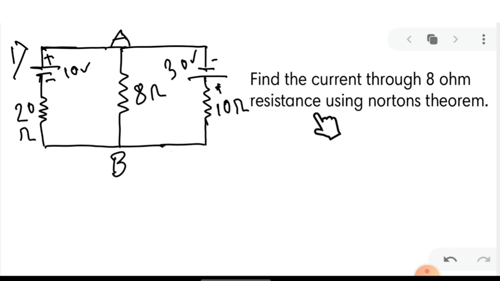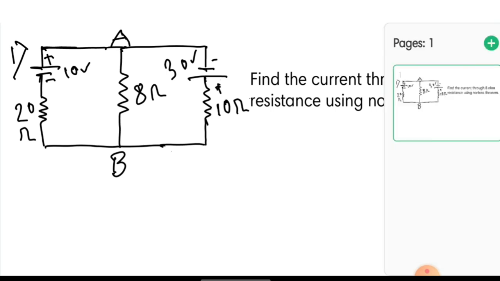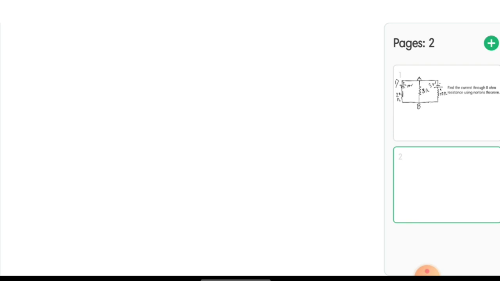In the previous lecture I was telling you the steps of Norton's theorem. You need to first find the RTH and then the IN, Norton's current, through the circuit. Then draw the final equivalent circuit from Norton's theorem and find the actual current through AB. So we need to first draw the RTH circuit.